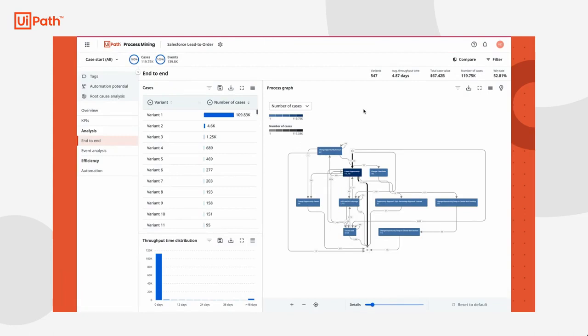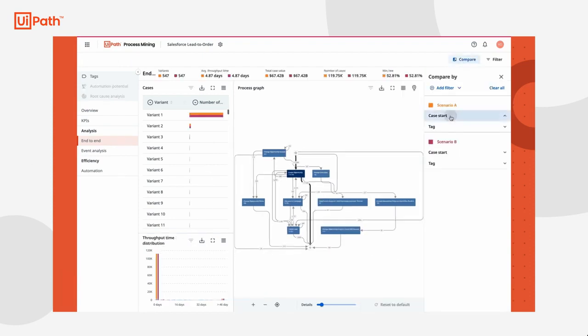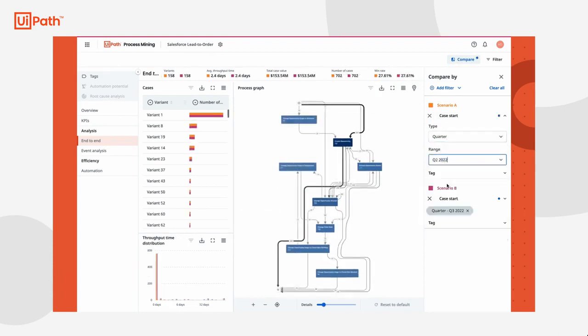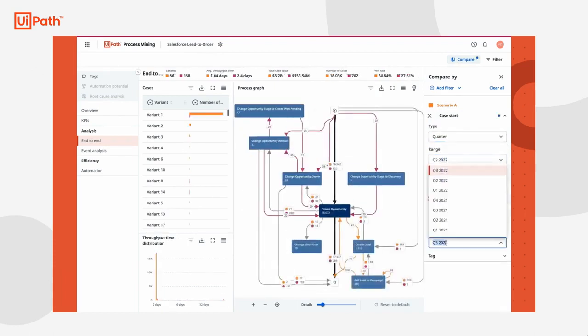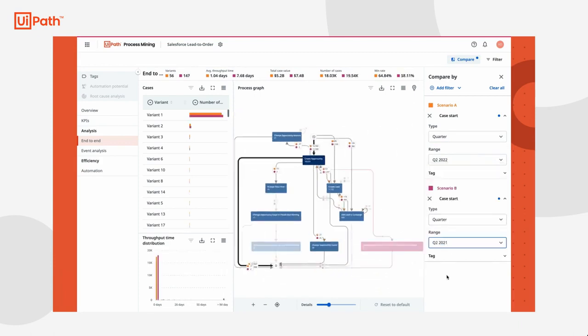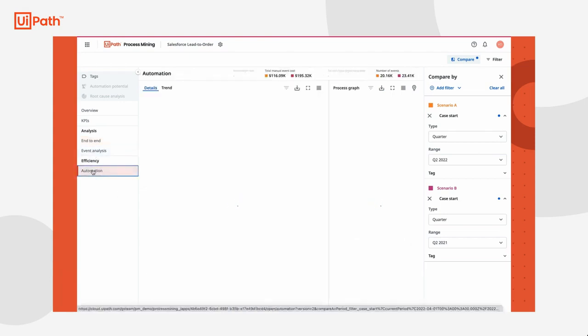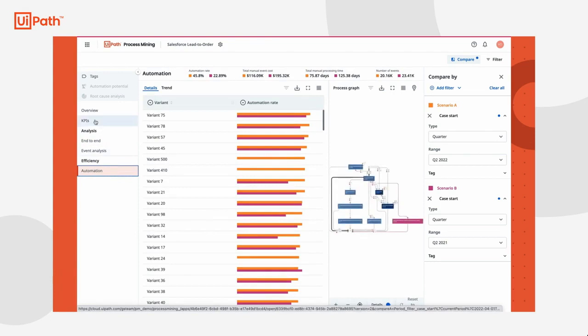The second quarter of 2022 just passed, and Tasha is excited to see how the process has transformed. By using the Compare tool, Tasha can compare the process from Q2 2022 and Q2 2021 to monitor the effect the automation and process improvements have had on the overall lead-to-order process. Looking at the process graph, she can see how the process steps have changed between these two periods of time. If she wants, she can explore the different dashboards to see how the process has changed between the two quarters.